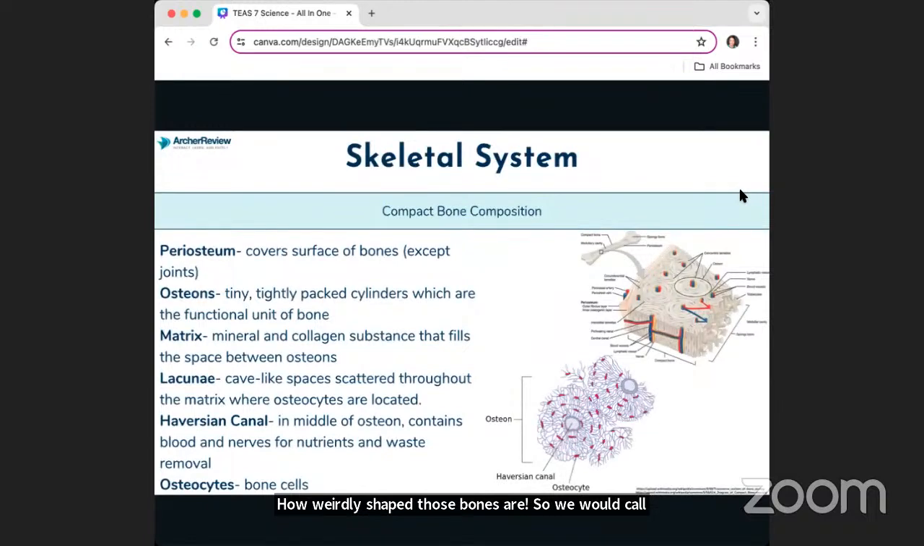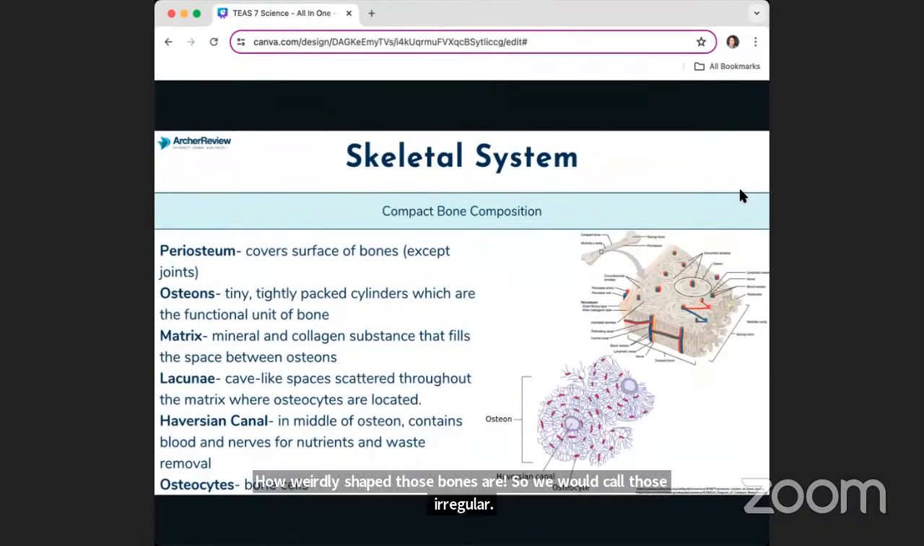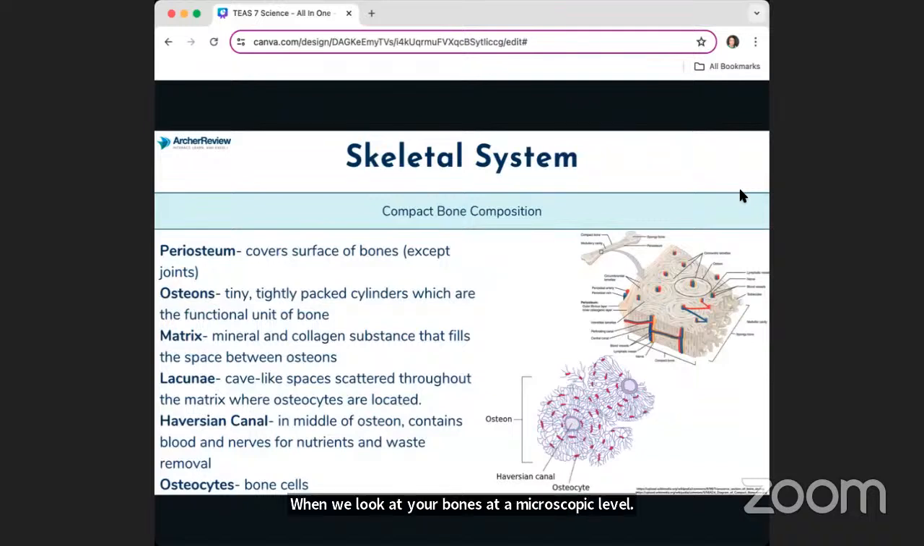When we look at your bones at a microscopic level, we see a very intricate system. And so I've got visuals to help us out with this over here on the right. But some major structures that make up your compact bone on that microscopic level are as follows. The periosteum. This is the outer surface of your bones. Okay, so you're going to find that it covers the surface of your bones, not in the joints though. Just want to clarify that.